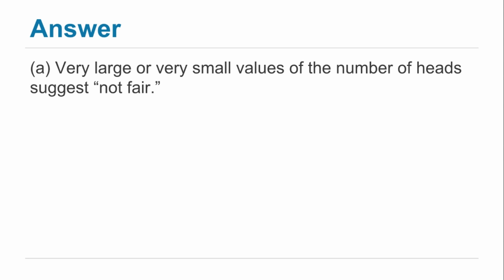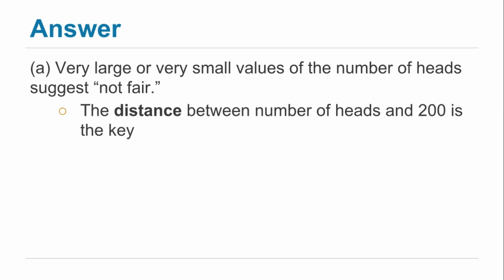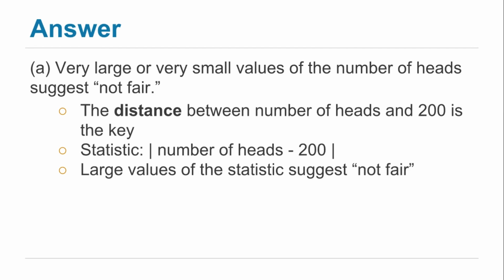So, how to go about making the decision? In part A, you are trying to decide between fair versus not fair. Very large or very small values of the number of heads will make you lean in the direction of not fair. In other words, you're going to be looking at the distance between how many heads you get and 200. Not whether the distance is positive or negative, but whether the distance is large. So when you are trying to decide between fair and not fair, there's two kinds of values of the number of heads that make you lean towards not fair, simplify.